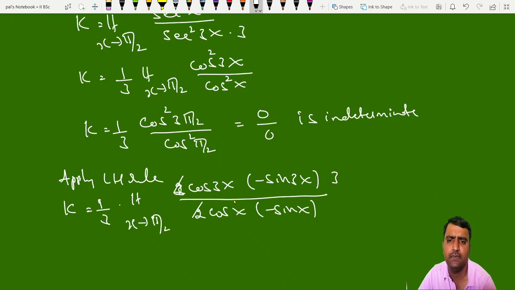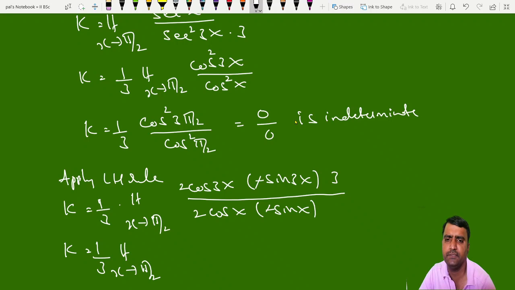So here you can cancel this 2 and 2, or if you keep the 2 as it is, there is one benefit. Keep this 2 as it is, but you can cancel this minus and minus, no problem. So then k is equal to 1/3 into limit x tends to pi by 2.